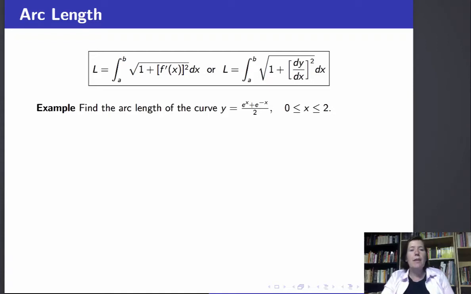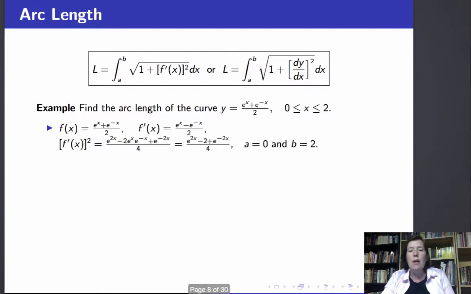Okay, let's try another example. This one's a little more complicated, and it involves a common trick for these types of integrals. So suppose I want to find the arc length of the curve y equals (e^x + e^(-x))/2 between x equals 0 and x equals 2.